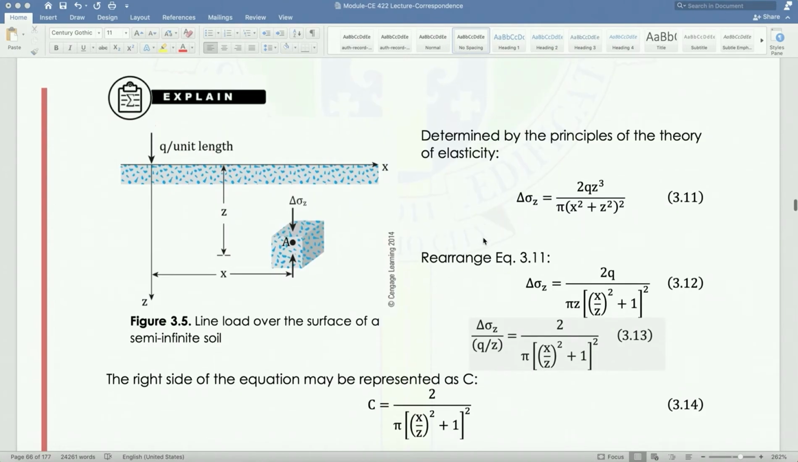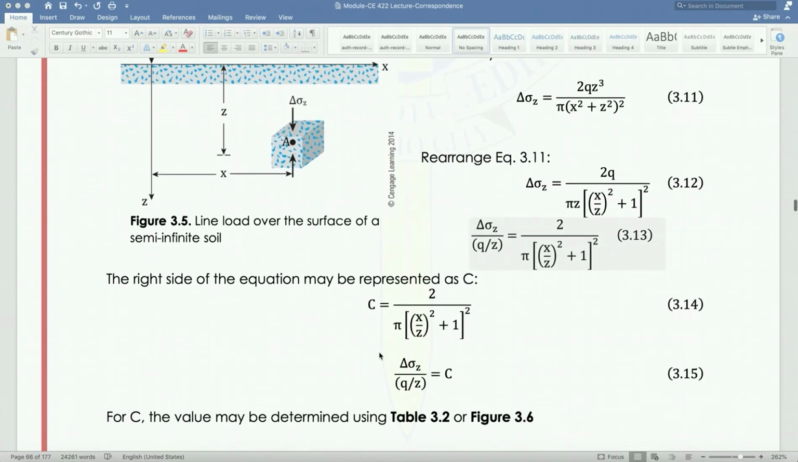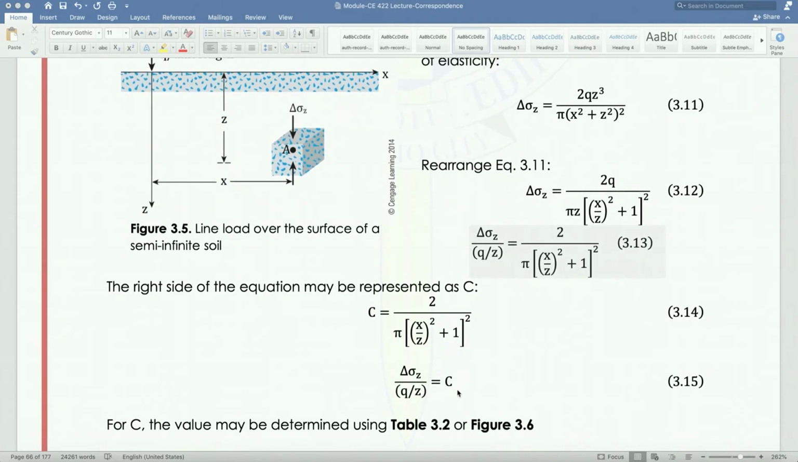Okay, now if we are to expand and rearrange this equation, we will have delta sigma z over q over z is equivalent to 2 divided by pi times quantity x over z squared plus 1 quantity squared. So the term here will now be equated to c, and we can get the value of c from the table, and multiplying it with q over z, then we can now get delta sigma z.